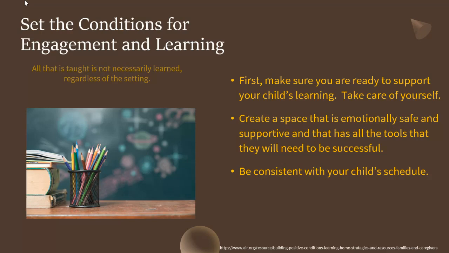So now that we've looked at the three dimensions, how do we set up the conditions for learning and engagement at home that will increase our children's behavioral, cognitive, and emotional engagement? First of all, make sure you are ready to support your child's learning. Take care of yourself. Second, create a space that's emotionally safe and supportive and that has all the tools that they'll need to be successful.